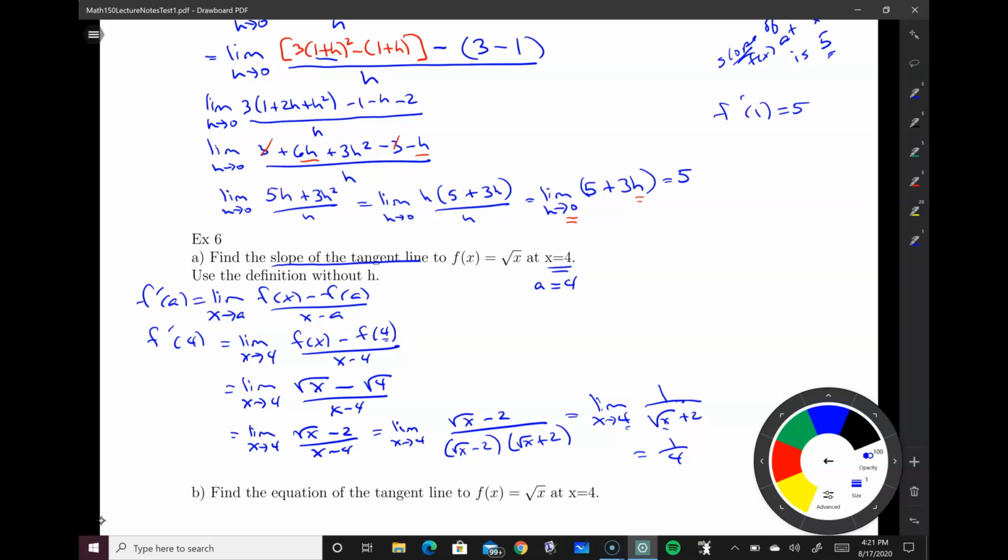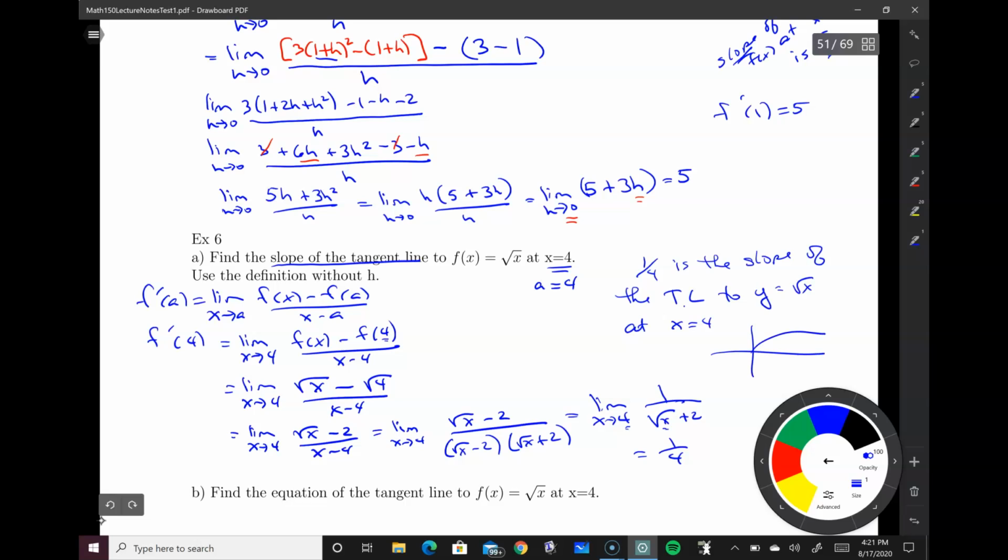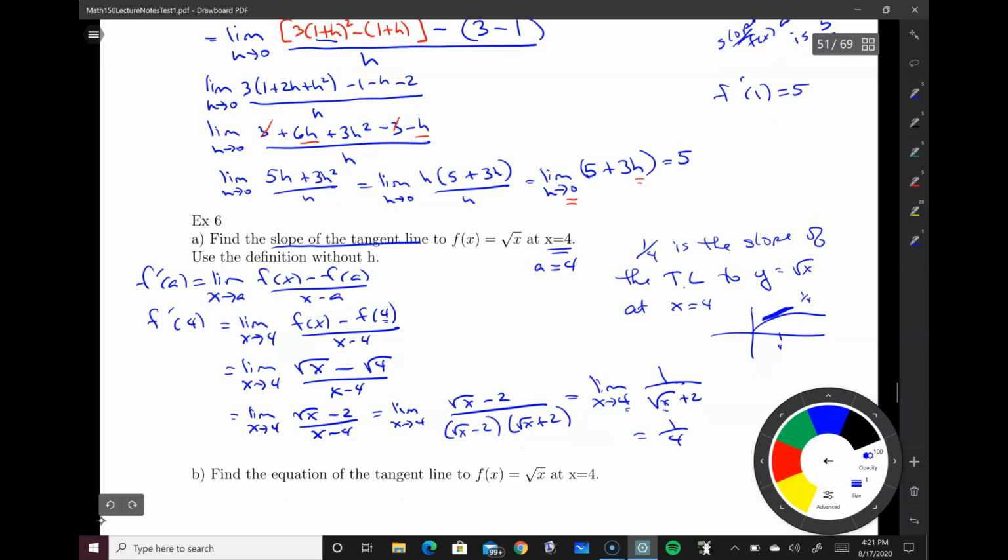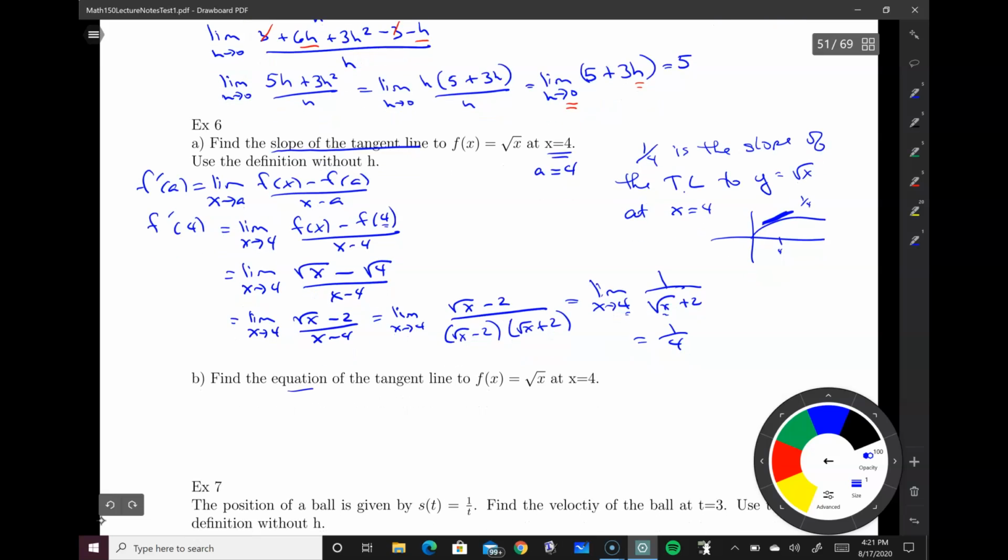So what that is, so 1/4 is the slope of the tangent line to y equal root x at x equal 4. So again, if I drew a picture, here's 4, the slope of that line would be 1/4. That's what that means. All right, so what is this one asking?